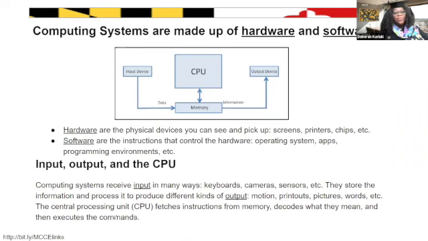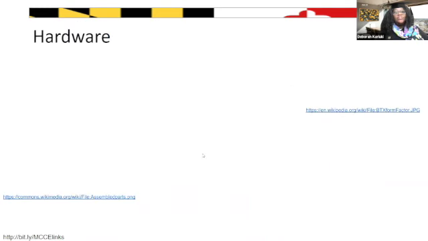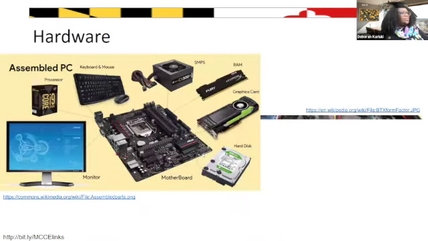And then we all know the central processing unit, that is the brain. That's where you have the fetch instructions from memory, how they're decoded, what they mean, and then they execute. And again, we'll see a little bit more about how that works because you're required to know that information.